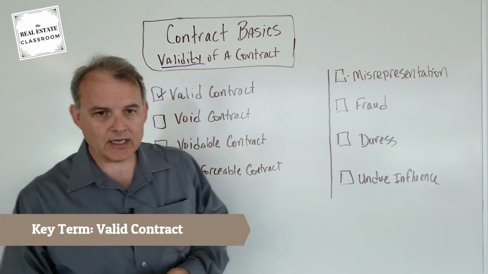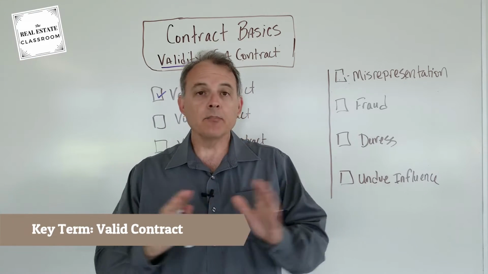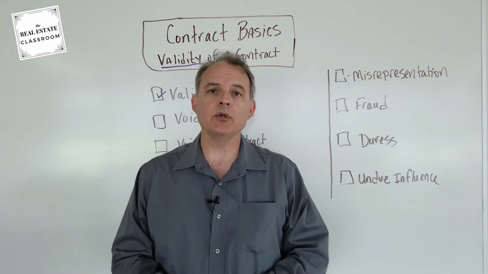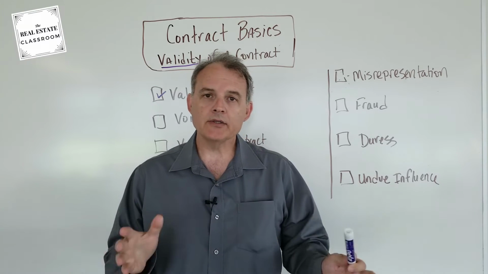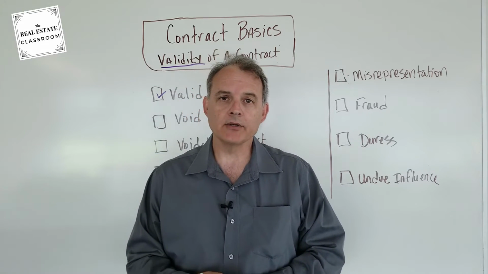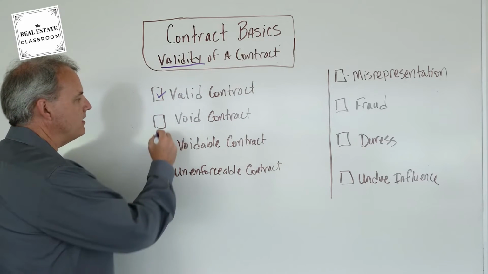Now, a valid contract complies with all the requirements of the contract. It is completely enforceable in a court of law, and all the parties are basically holding true and performing as required under the contract. Now, the next one is a void contract.